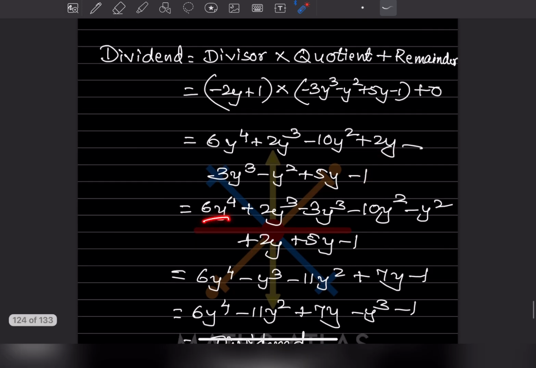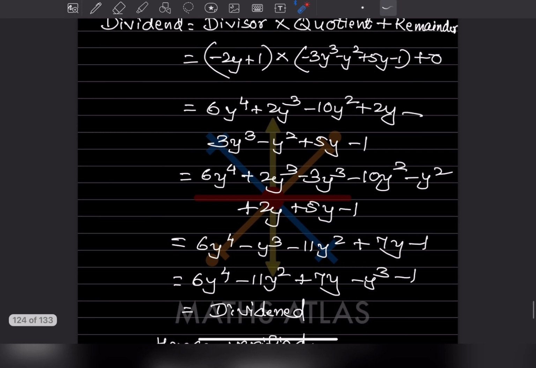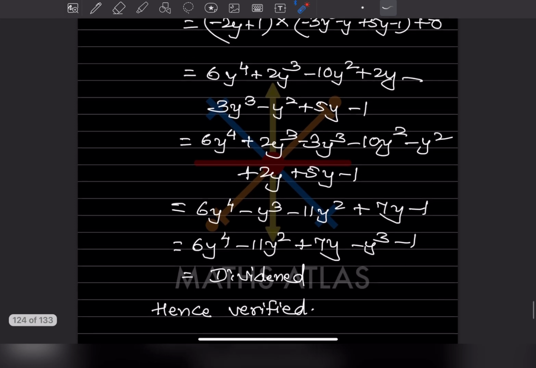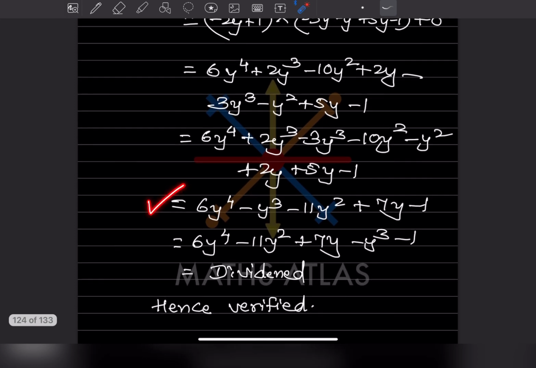So when you solve this part, plus 2 minus 3 is going to be minus 1. Then here minus 10 minus 1 is going to be minus 11. Then here plus 2 plus 5 is going to be plus 7y, and this is minus 1. So now what we can do here is, after arranging, we got this one, but the original was this part.